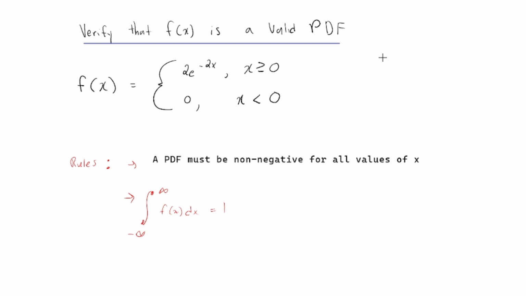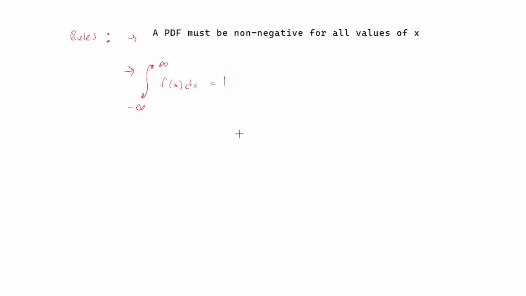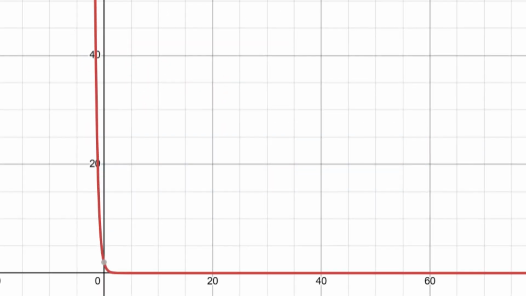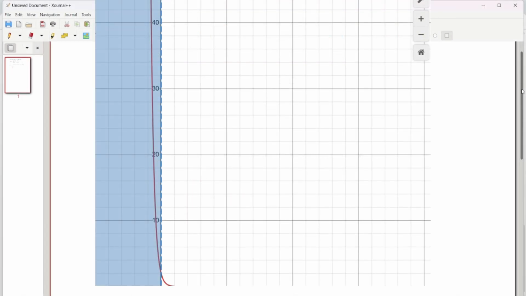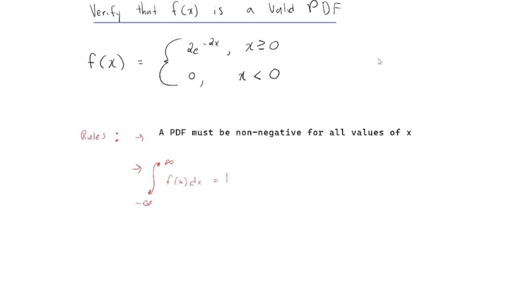So the first rule is a PDF must be non-negative for all values of x, right? And if we look at the graph of 2e to the negative 2x, we can see this happening. I'll put the graph up right now. You can probably see the graph, and you can see that there are no negative values in this case. So our first rule makes sense, so we can put a tick mark beside it. Now let's move on to our second rule.